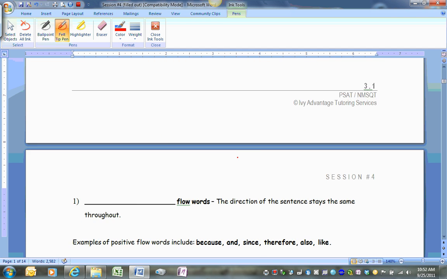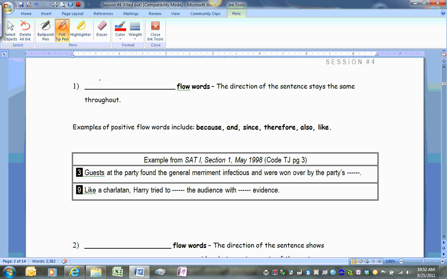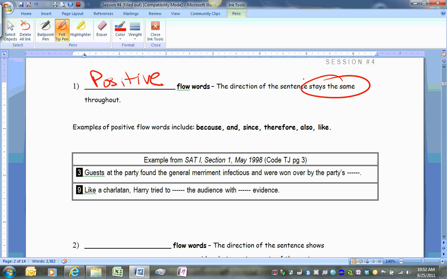So here are the flow words. Yes, exactly. So that will be the first one we'll talk about. Positive flow words is when the direction stays the same throughout. Not necessarily the sentence in a positive note. You could have the whole sentence sound negative, but if you have a positive flow word, it means you want to continue that same reasoning. Like you say something negative at the beginning, you say something negative at the end, usually you have a positive flow word. And these are the positive flow words.